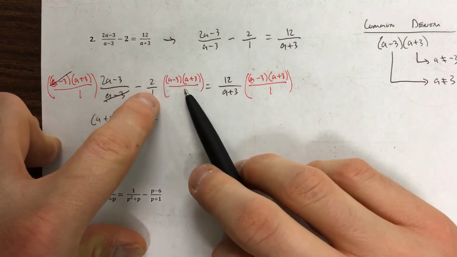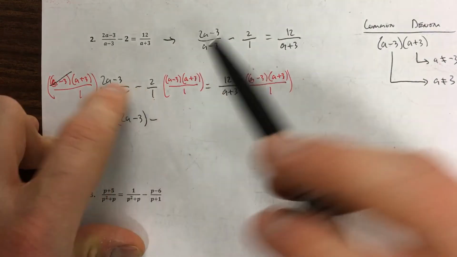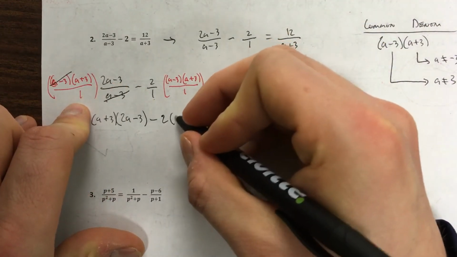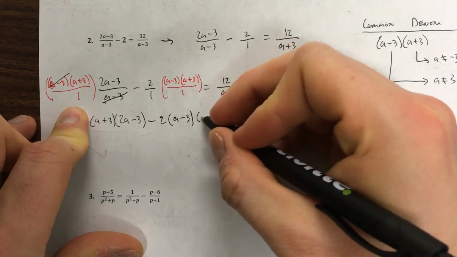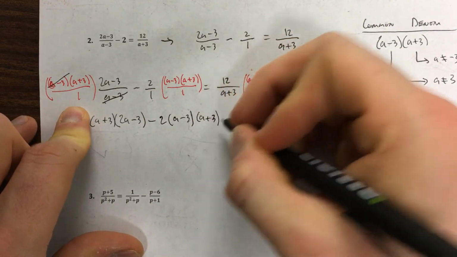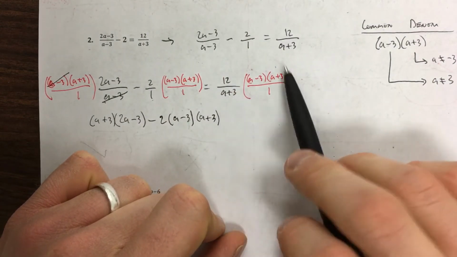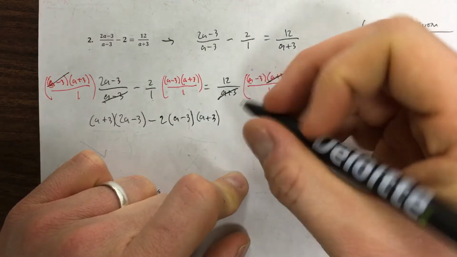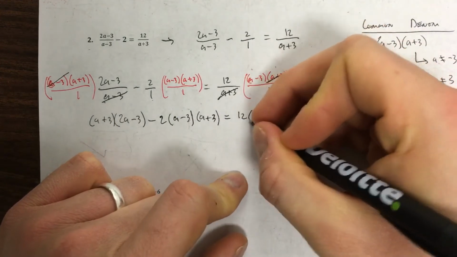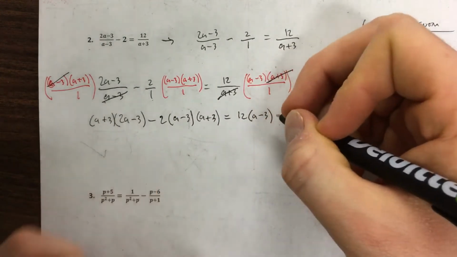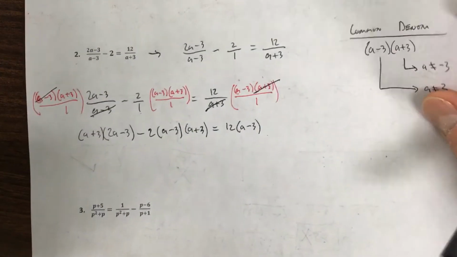Here, we don't have anything that's going to divide out in our denominators. So what we would have is 2 times a minus 3, a plus 3. And here, if we divide the a plus 3's out, we'd end up with this.